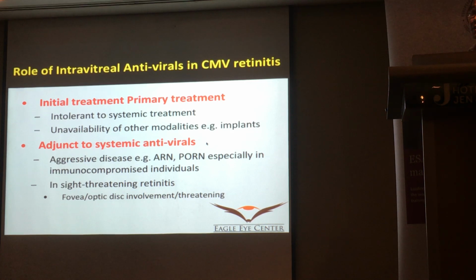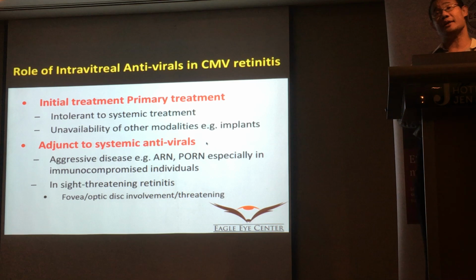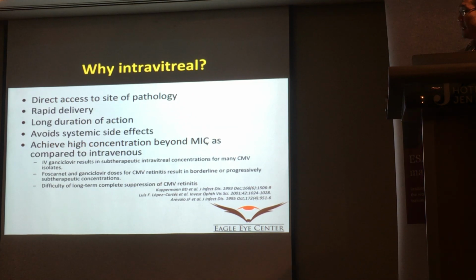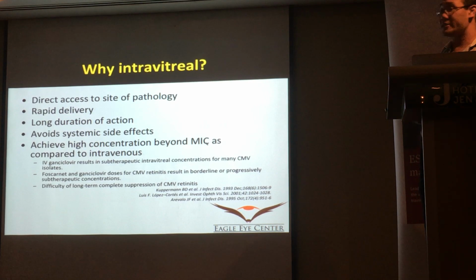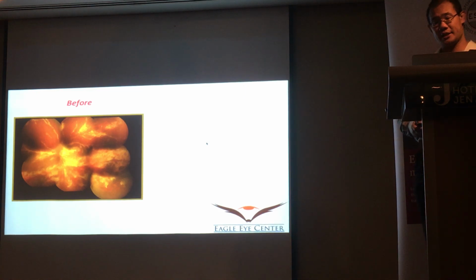You can give them an intravitreal injection, because that increases the drug concentration a lot within the eye itself. So for sight-threatening disease, where it's affecting the fovea or disc, or ARN in immunocompromised patients. Intravitreal, you know the advantage is it basically gives a very high concentration beyond MIC compared to oral or systemic medication.